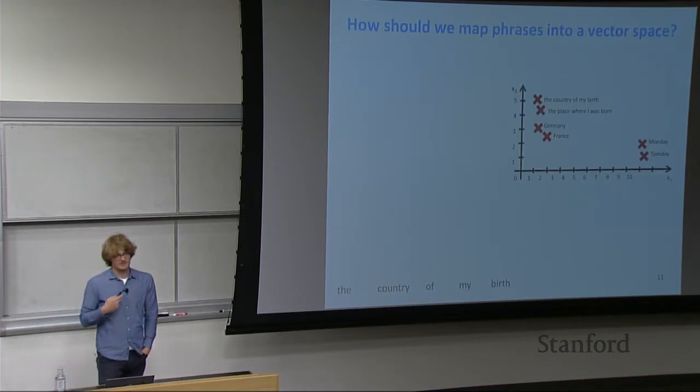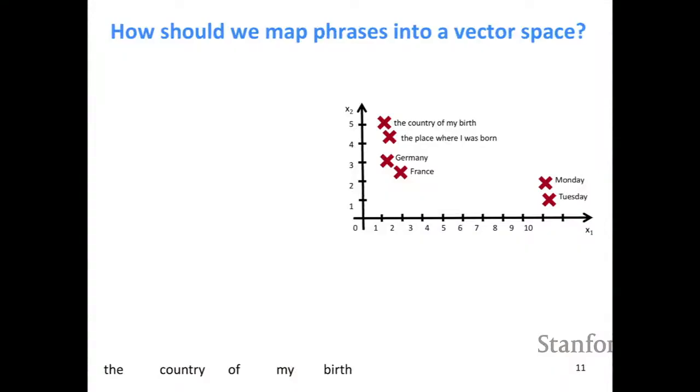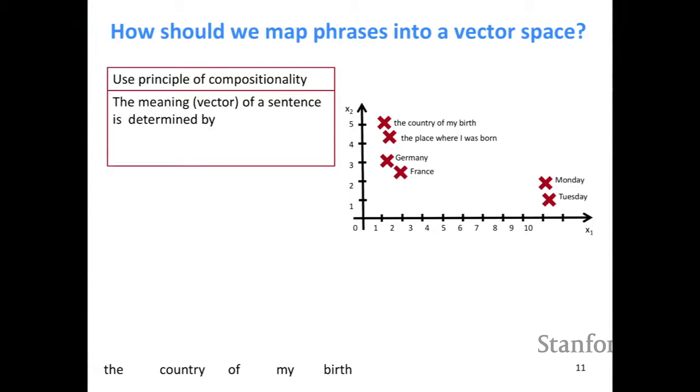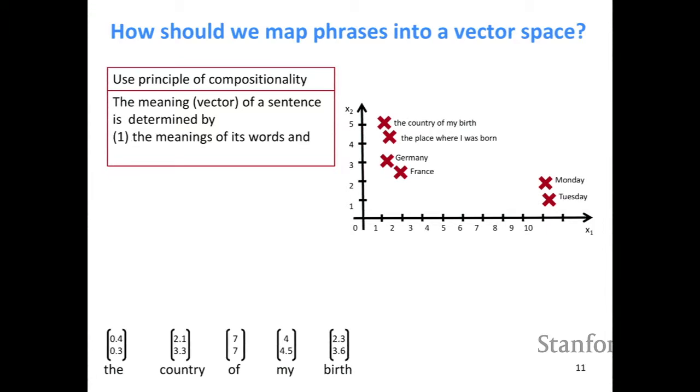So the question is how we should map these phrases into a vector space. And in this case, the idea would be to use that principle of compositionality. Not just go from left to right, but go in an order that makes sense grammatically and based on the meaning. And so the meaning vector overall of a sentence will be determined by 1, the meanings of its words, the word vectors, and 2, the rules that are used to combine them.